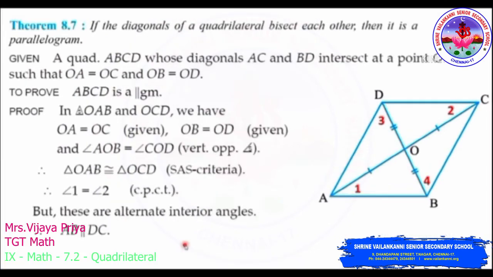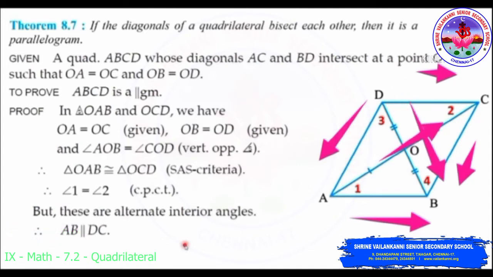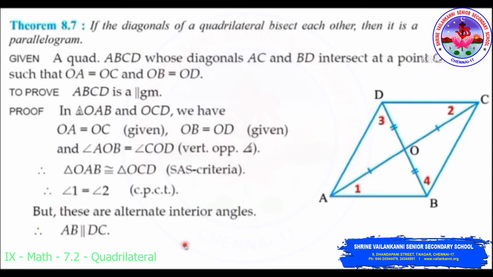Coming back to theorem 8.7 in quadrilaterals: if the diagonals of a quadrilateral bisect each other, then it is a parallelogram. We are drawing a quadrilateral ABCD. It is given that the diagonals AC and BD bisect each other, which means that the diagonals AC and BD divide each other into two equal halves. We want to prove that ABCD is a parallelogram.